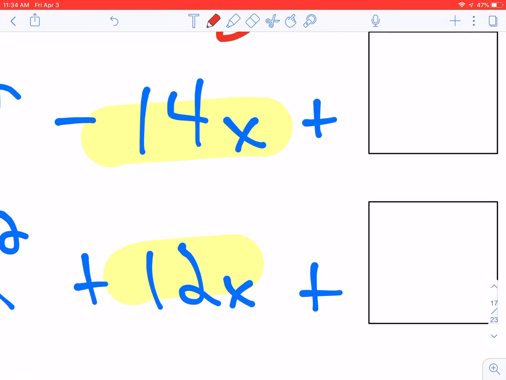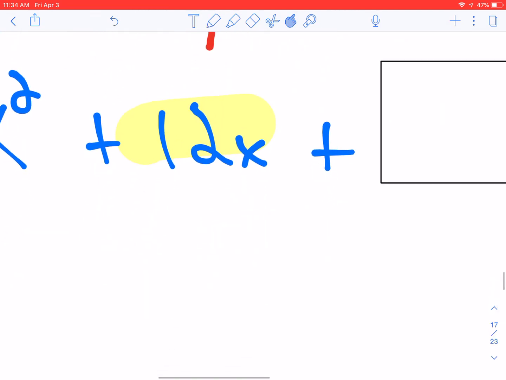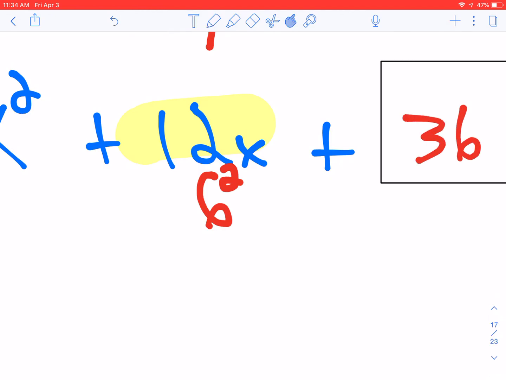Let's do that down here. I like that. Half of 14 is 7. 7 squared, 49. And then half of 12 is 6. We're going to square it, and we get 36. That's how we complete the square. Why do we do that?